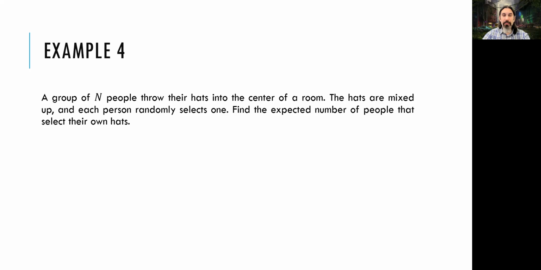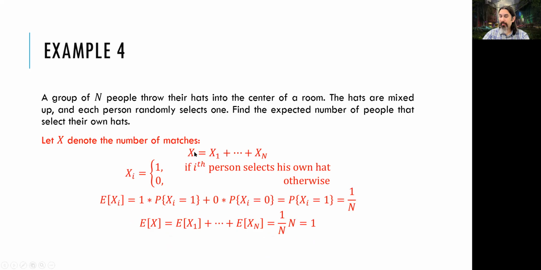So if the first person has gotten his hat, then x1 is 1. If the first person has not gotten his hat, then x1 is 0. If the second one has gotten his hat, then x2 is 1. If the second one has not gotten his hat, then x2 is 0. Something like this. Now, we already know the summation of these x values is going to give us x.